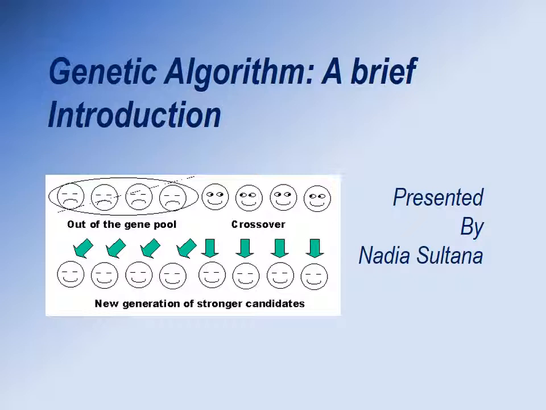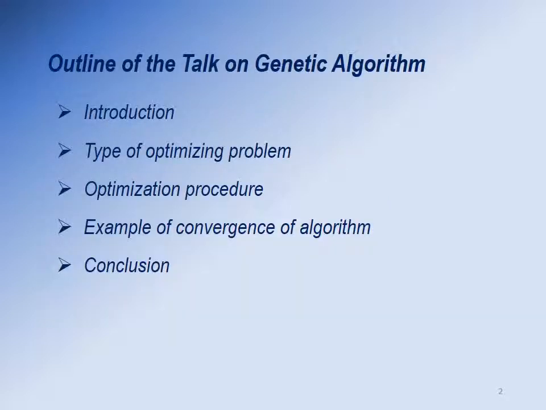Before going to the main talk, at first let's see the outline of this talk. The topics that I'm going to discuss in this talk are the introduction of genetic algorithm, then the type of optimization problem that can be solved by this optimization procedure, then the optimization procedure of genetic algorithm, then an example of convergence of this algorithm, and the conclusion of this algorithm.